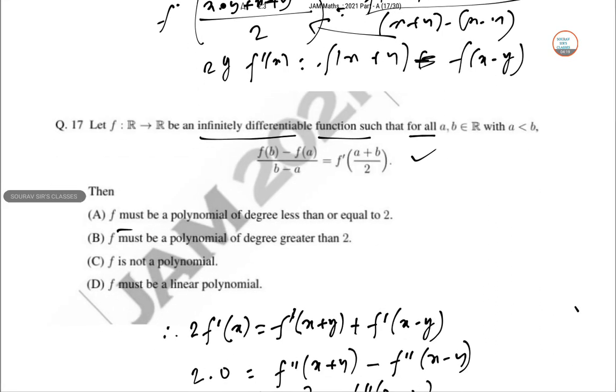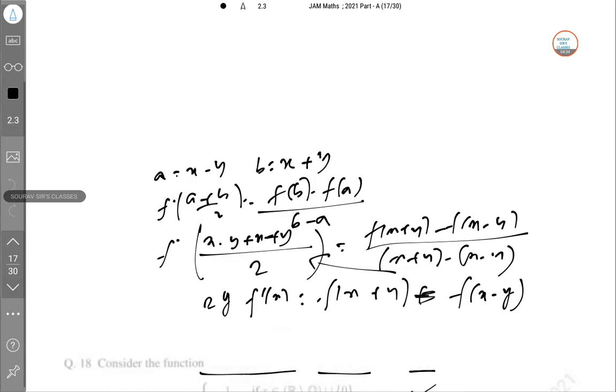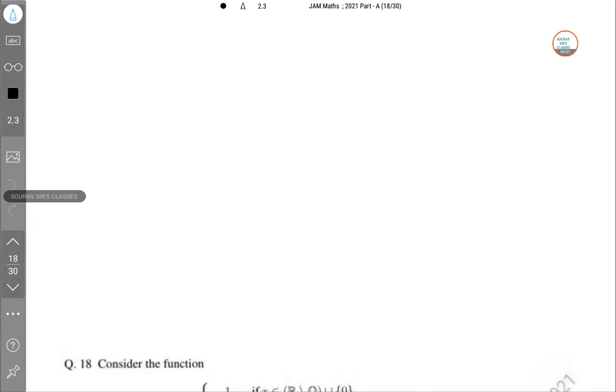So f must be a polynomial of degree less than or equal to 2, that is correct. f must be a polynomial of degree greater than 2, that is not guaranteed. If not a polynomial, no. Linear, no. So 17 answer is A. Next, 18.